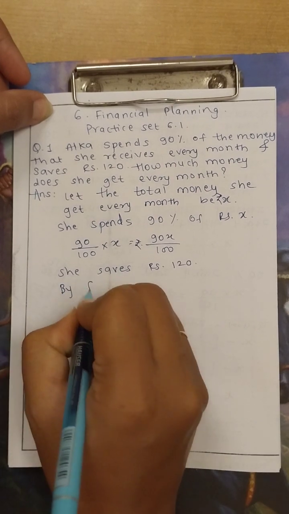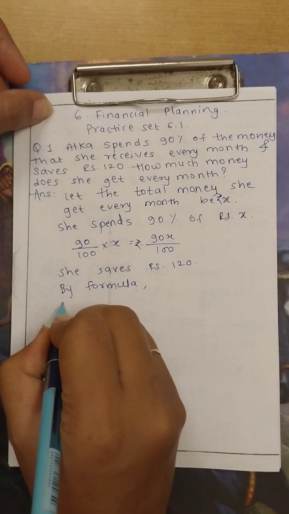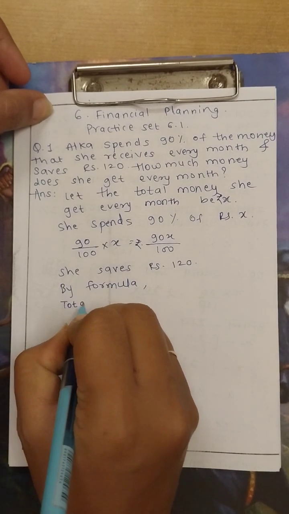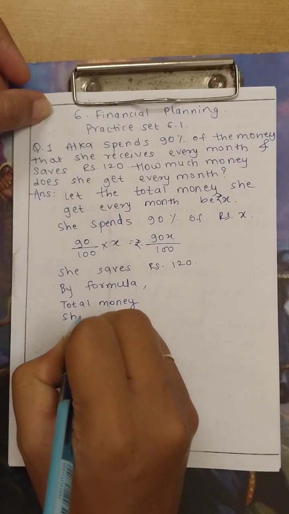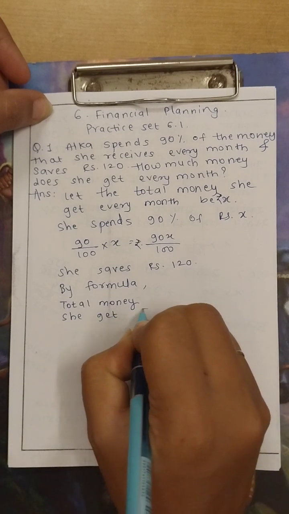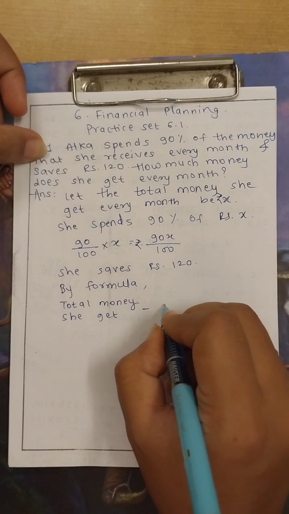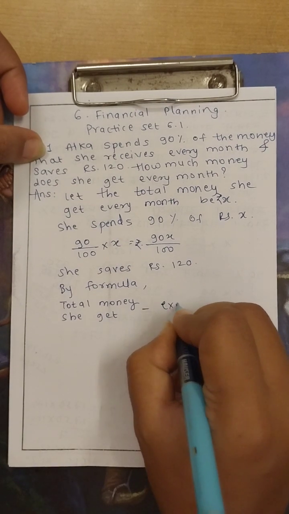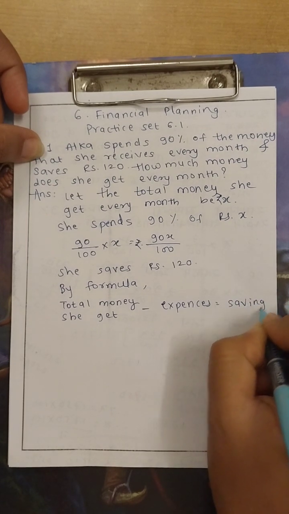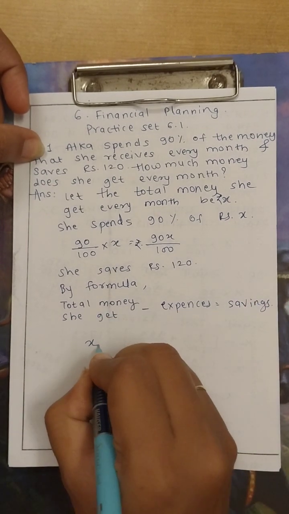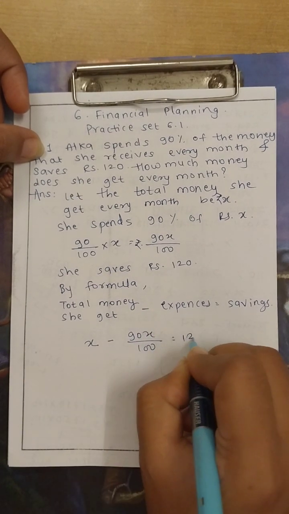By formula, total money she gets minus expenses is equal to savings. Total money she gets x minus expenses 90x upon 100 is equal to 120.